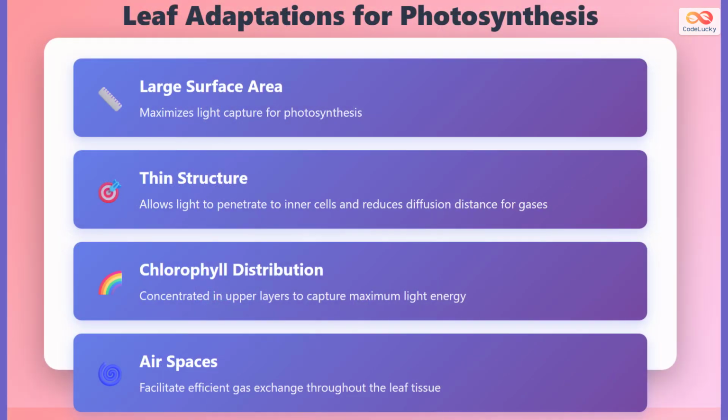Leaves have evolved several remarkable adaptations that make them highly efficient at photosynthesis. First, they have a large surface area to maximize light capture. Second, they have a thin structure that allows light to penetrate to inner cells and reduces the distance gases need to diffuse. Third, chlorophyll is concentrated in the upper layers of the leaf to capture maximum light energy. Finally, air spaces within the leaf facilitate efficient gas exchange throughout the leaf tissue, ensuring that carbon dioxide can reach all photosynthetic cells.